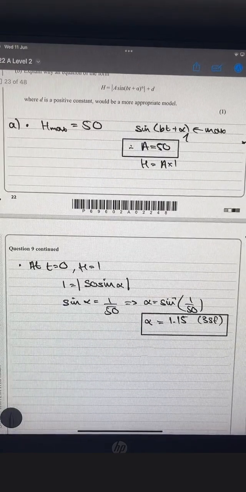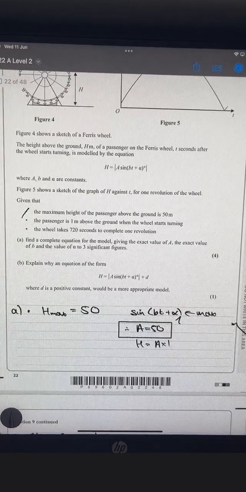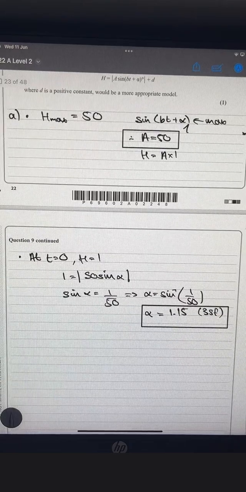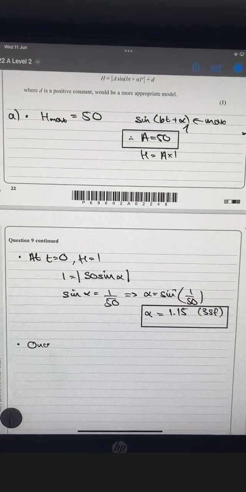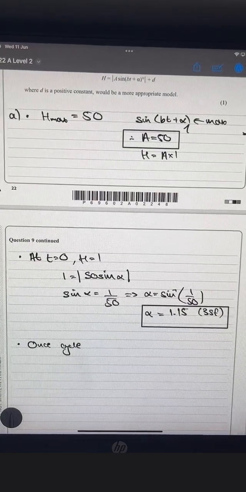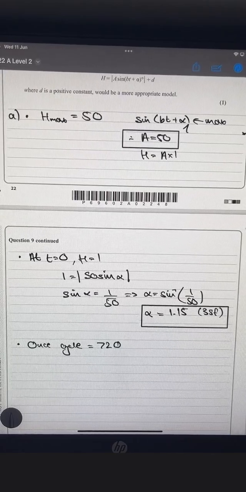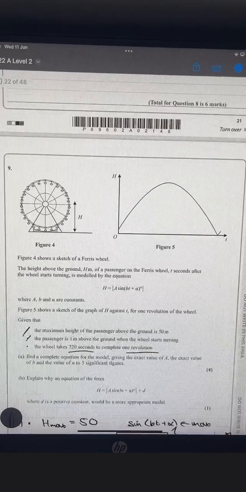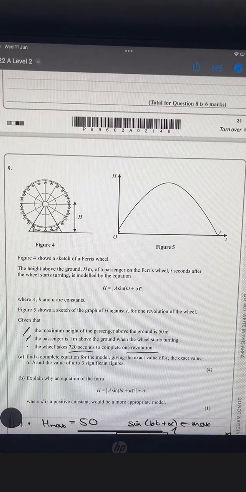All right, now the last one is the hardest part. So the wheel takes 720 seconds to complete one revolution. Okay, so I'm just going to make that note into words I understand. So one cycle is equal to 720 seconds. All right, so if I look at this graph here, figure 5, I haven't used that yet, right? This is a 2022 paper. So it's telling me that one whole cycle is 720. So over here is 720 seconds.